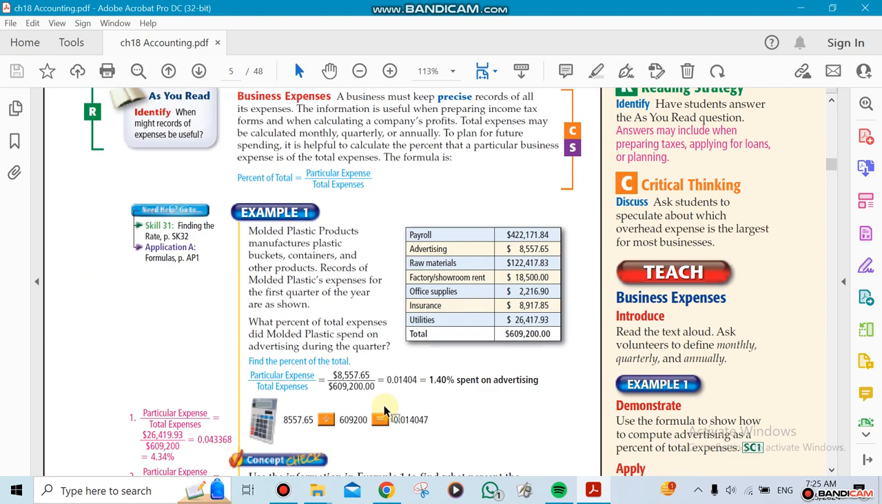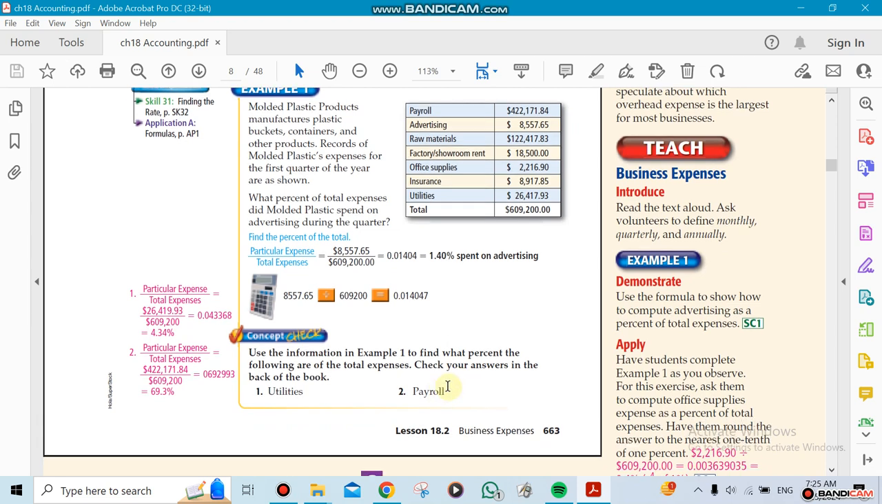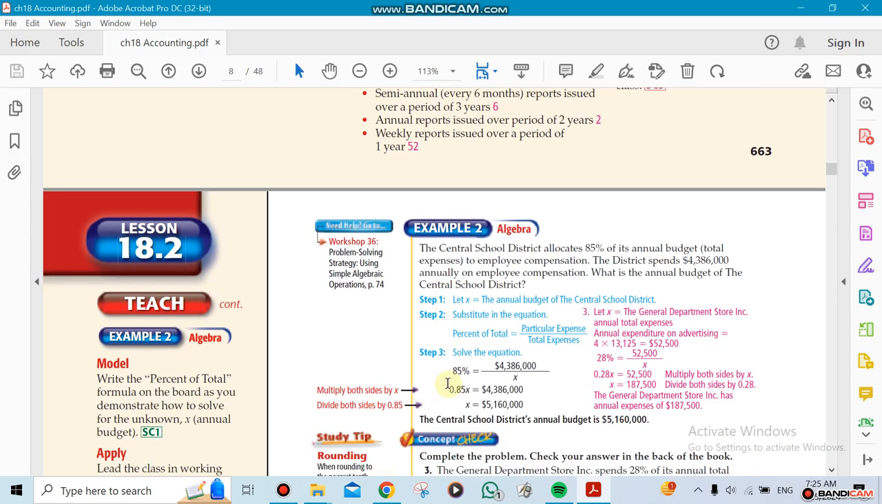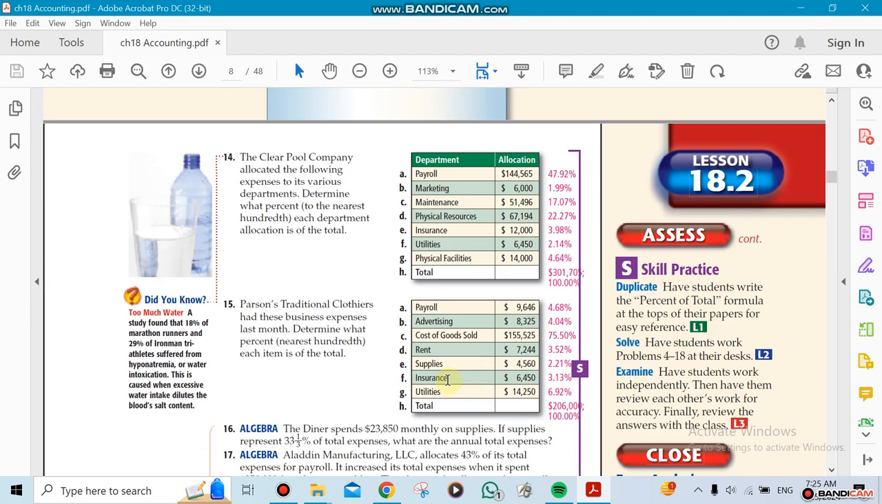The second section is going to be talking about the business expenses, because we need to find profit. To find the profit, we need to find out what our expenses are. Payroll is part of it, advertisement, factory, showroom rent, office supplies, all those could be expenses when we use them. So this is the second section.